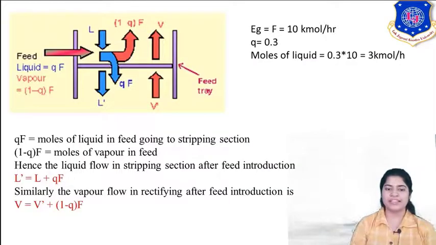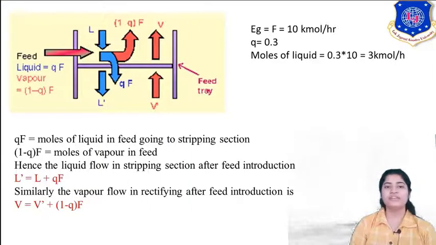Here you can see the example of a feed tray. Feed is entering into the feed tray. Liquid which is coming from enriching section, that is L. Whereas L bar is what? Liquid flow rate in stripping section. Similarly, V is what? Vapor flow rate in enriching section, and V bar is your vapor flow rate in stripping section.